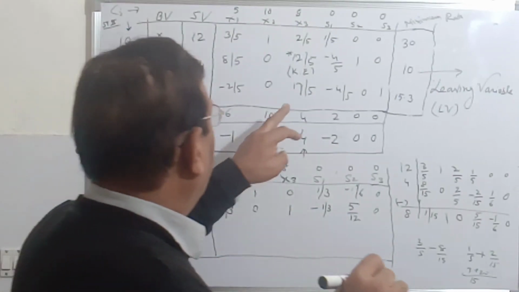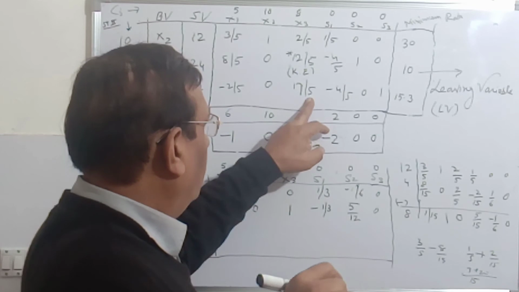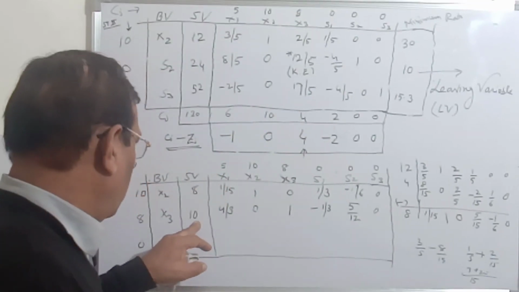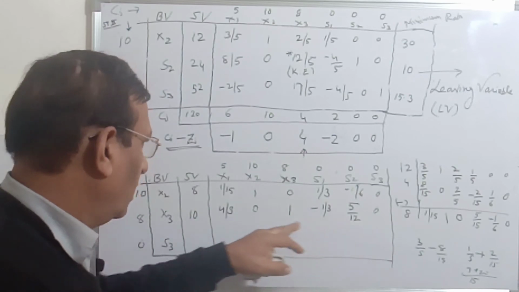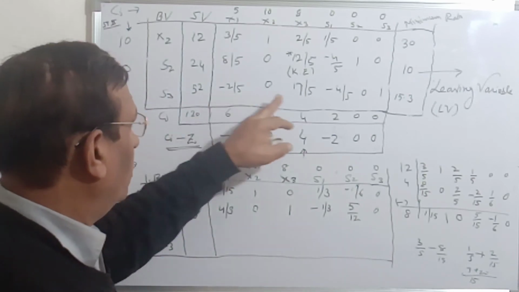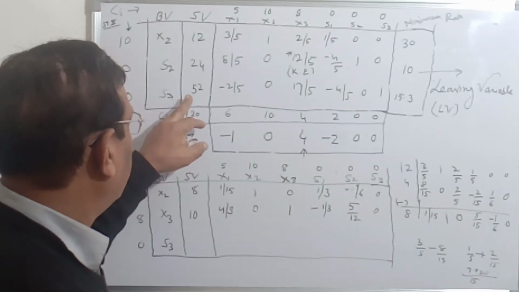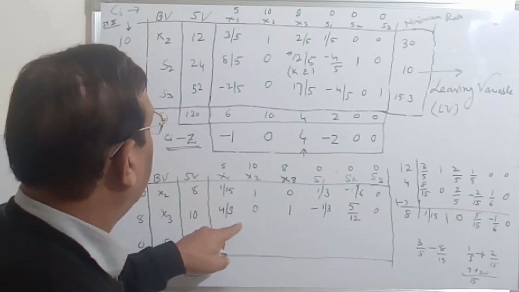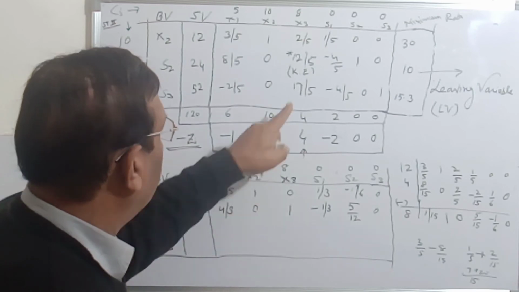Now, here it is 17 by 5. We want to make it 0. It means this is our new row. Then write down this old row, and subtract the new row after multiplying it by 17 by 5.